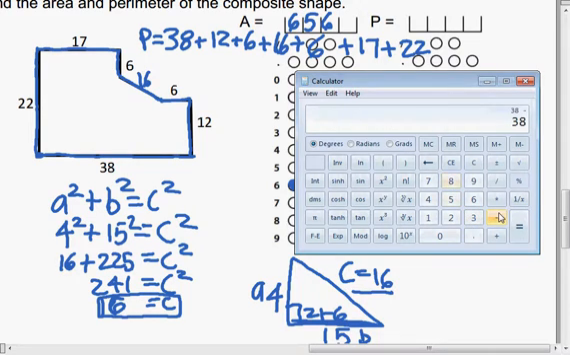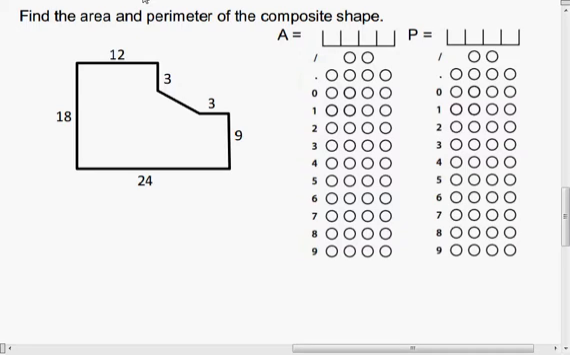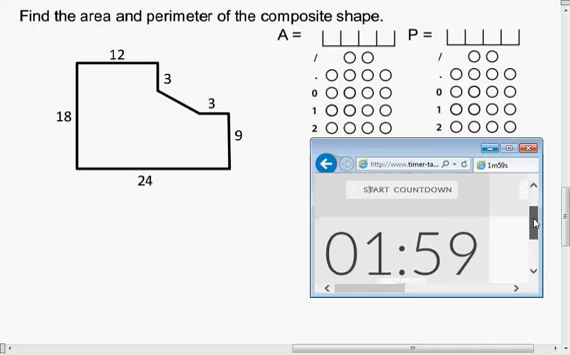38 plus 12 plus 6 plus 16 plus 6 again plus 17 plus 22. It's 117. So P was 117. And I will bubble that in. So I bubble in 1, I bubble in 1, and I bubble in 7. Take 2 minutes. Look at that problem again on the practice test. Then we'll do the level 3 problems.